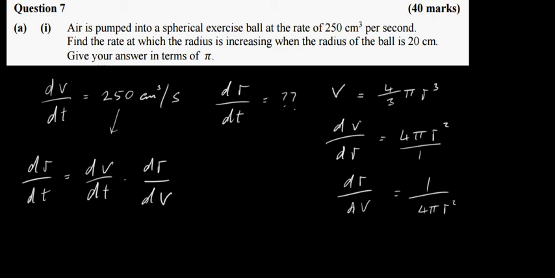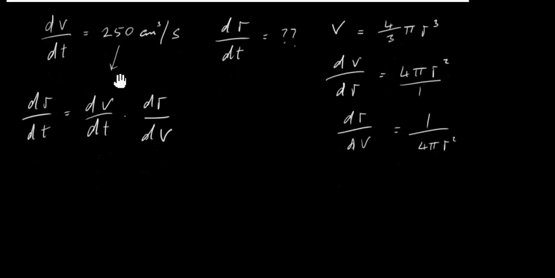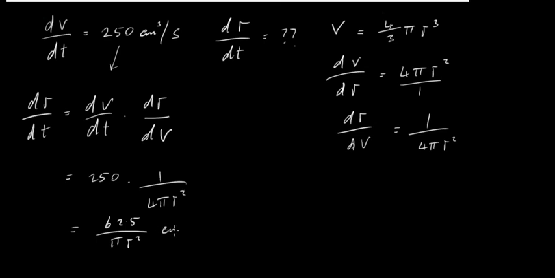So we have everything here on the right hand side, so let's just stick everything in and see what we end up with. Well, dV/dt is 250, dr/dV we've just worked out is 1 over 4 pi r squared, so that's fine, and 250 divided by 4 will give us 62.5, and that's over pi r squared. Okay, so this is radius, which is centimeters, and it's the rate of change of the radius with respect to time, so that's centimeters per second.